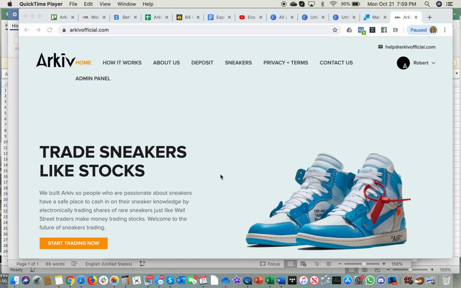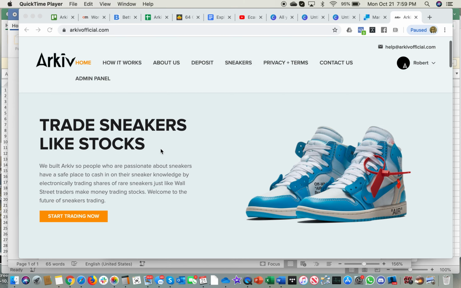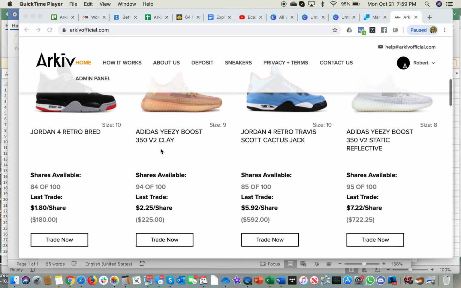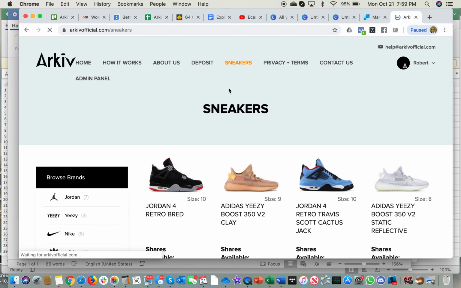Welcome to Archive. This tutorial is about how to bid for shares or buy shares. So first thing, you should be logged in. You should have deposited. You can either get to the sneakers from the home page or the sneakers page.